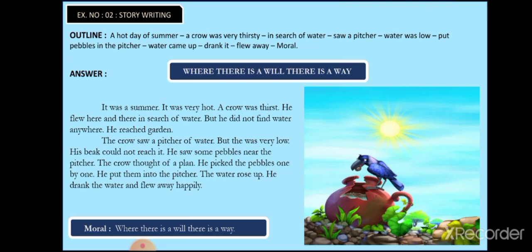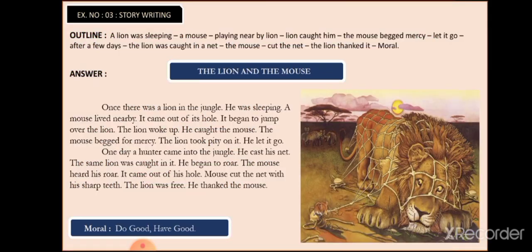He saw some pebbles near the pitcher. The crow thought of a plan. He picked up the pebbles one by one. He put them into the pitcher. The water rose up. He drank the water and flew away happily. So, the moral of this is: where there is a will, there is a way. It means when you want to achieve something, you should do hard work.